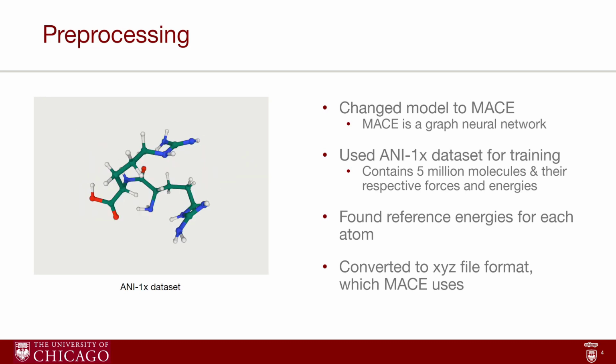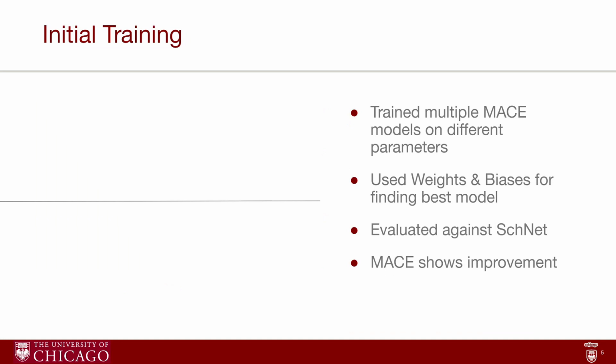format that MACE takes. After the pre-processing step was done, I made a script to run the training for MACE. I trained a lot of MACE models, each with slightly different parameters. I logged the results for all of my runs using the Weights and Biases website, and I found the best model and evaluated it against SchNet.